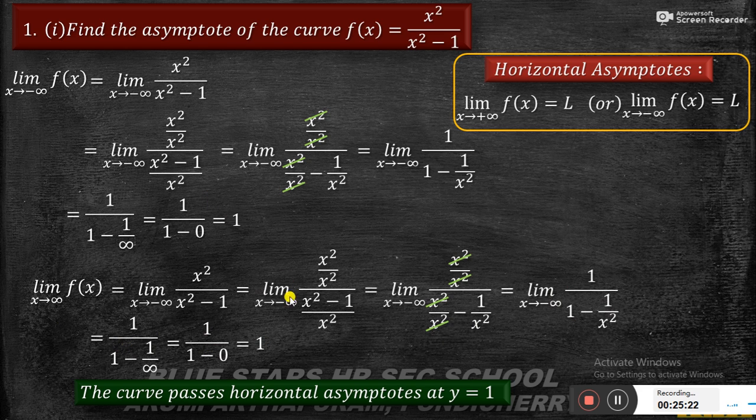So you see both the answers are the same. That means limit x tends to minus infinity equals 1, limit x tends to plus infinity equals 1. So both the answers are the same. Therefore the line represents the horizontal asymptote. The curve passes through the horizontal asymptote at y equal to 1. It is a horizontal asymptote because limit x tends to minus infinity f of x and limit x tends to infinity f of x, both limit answers are the same. So from this I conclude that the curve has a horizontal asymptote at y equal to 1.